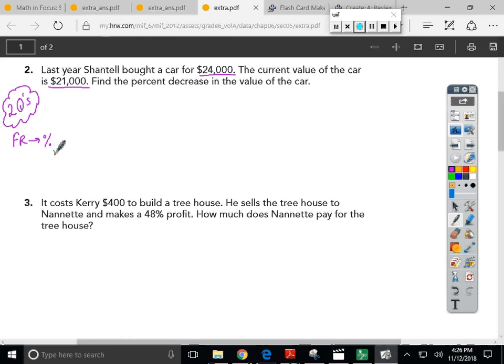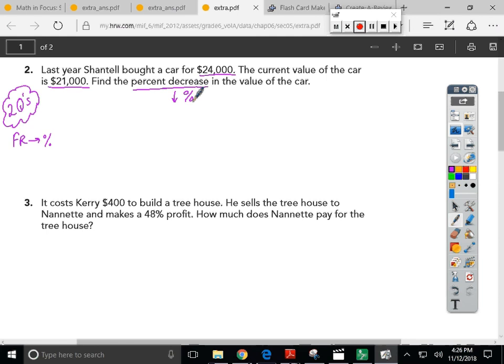Let's go ahead and read. Number 2. Last year Chantel bought a car for $24,000. The current value of the car is $21,000. Find the percent decrease in the value of the car. I'm going to point out here, we're trying to find a percent and a decrease. And sometimes they'll just ask you how much did something decrease, but in this case they want a percent decrease. So the decreased percent is what I'm shooting for.